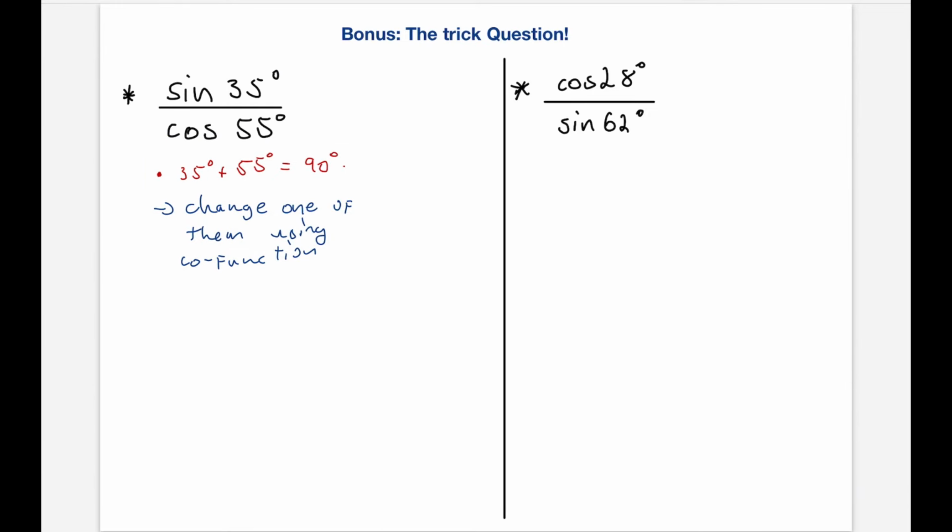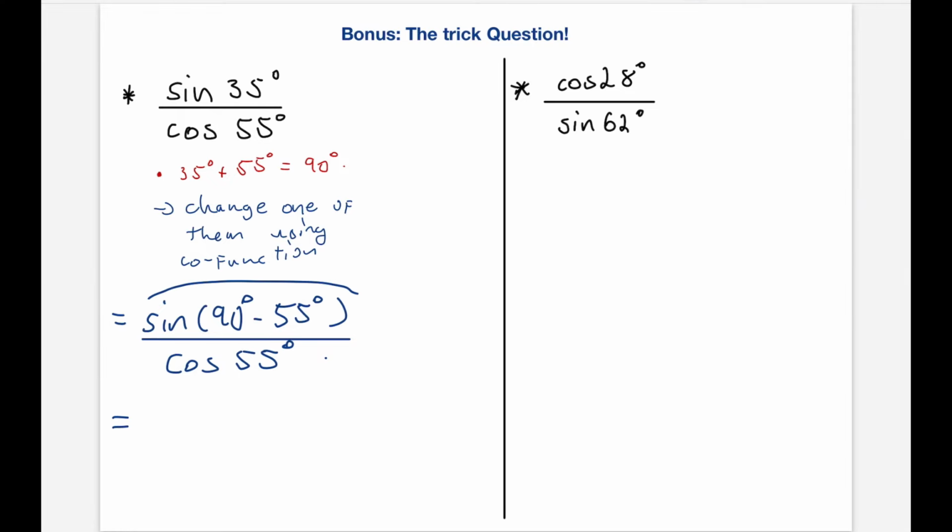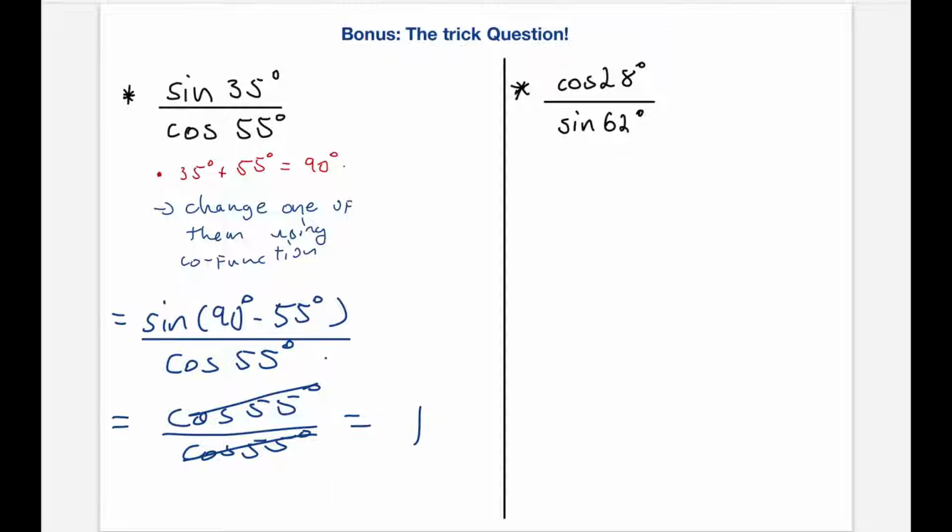See here, I could choose to change the sine of 35 to be the sine of 90 degrees minus what? 55 degrees. Remember, we do this because this and that is the same number. 90 minus 55 is equal to 35, so I haven't changed the question. I'm going to leave my denominator alone, not disturb it, cos 55. Now, what does this become? Remember, when you have sine 90 minus an angle, that's just the cos of that angle. So what you now have is cos 55 over cos 55, and you can cancel this with that, and the answer is actually 1.